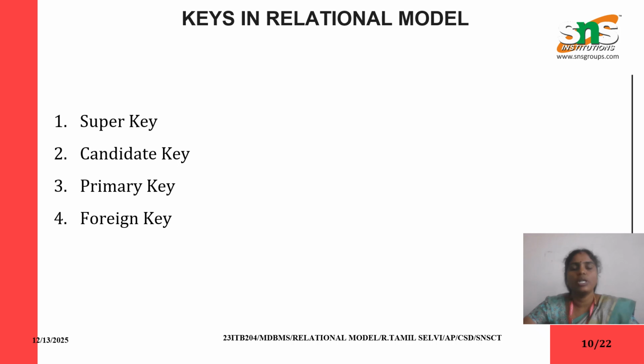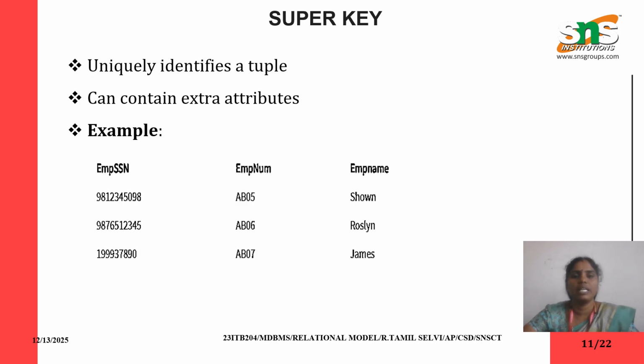Keys in relational model. Keys are mainly used to uniquely identify the records in a table. Let us now look at the different types of keys. We have different types of keys, for example, super key, candidate key, primary key, and foreign key. Let's see with examples one by one in detail. First one, super key. A super key uniquely identifies a record, but it may include unnecessary attributes. For example, consider this table, which contains the columns emp SSN, emp number, and emp name. Here, emp SSN and emp number with name are the super keys.